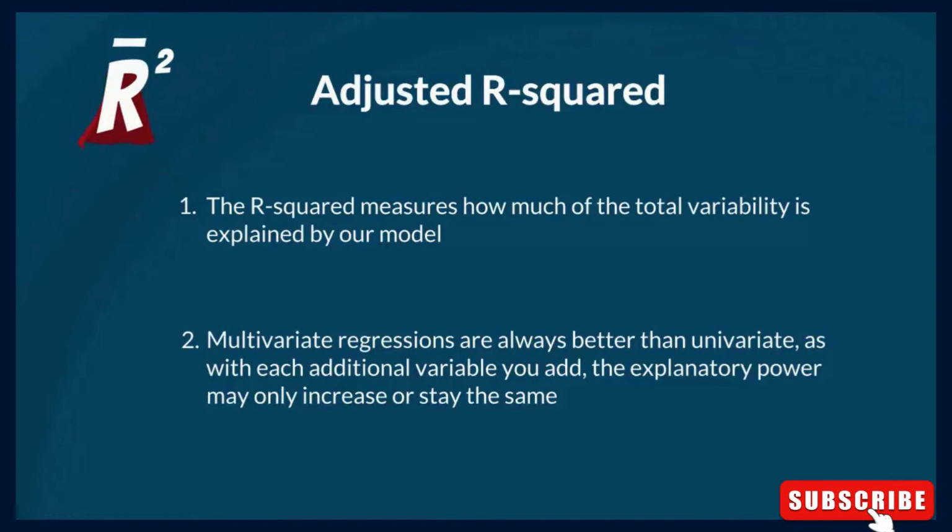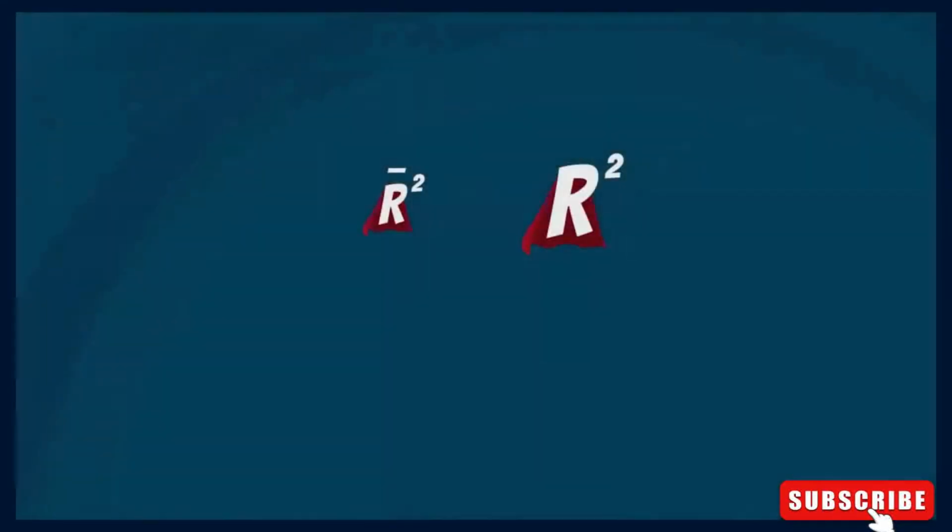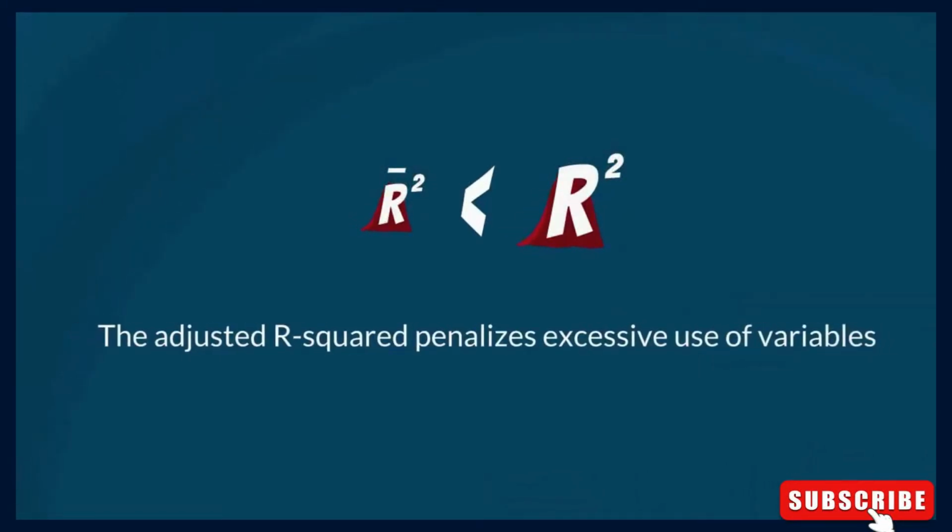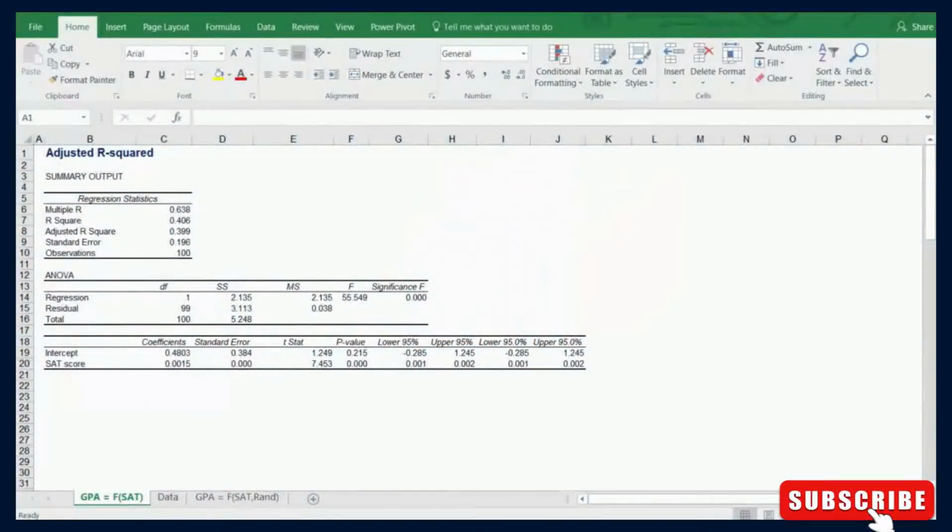Well, the adjusted R-squared considers exactly that. It measures how much of the total variability is explained by our model, considering the number of variables. The adjusted R-squared is always smaller than the R-squared, as it penalizes excessive use of variables. Think about our SAT scores example. It had an R-squared of 0.406 and an adjusted R-squared of 0.399.